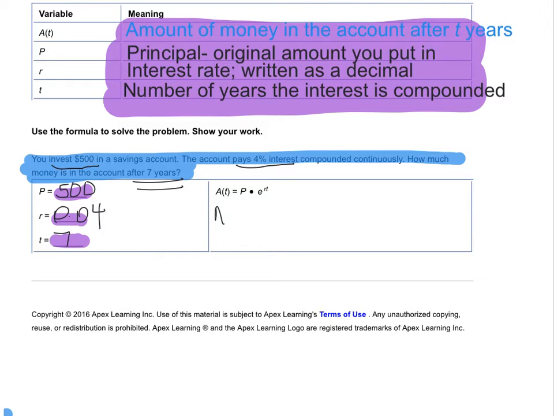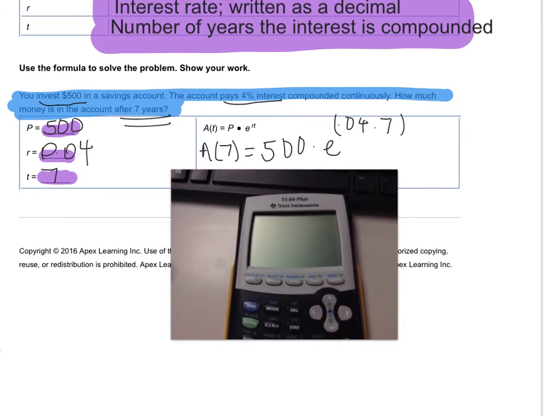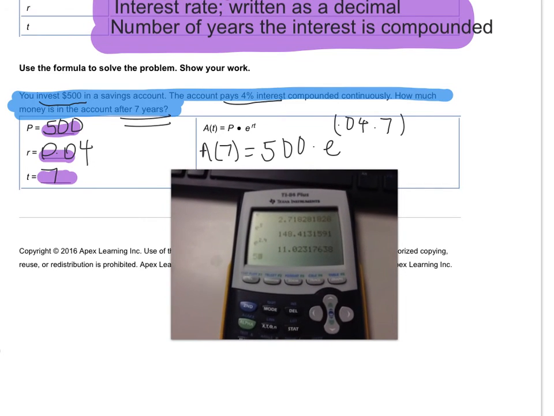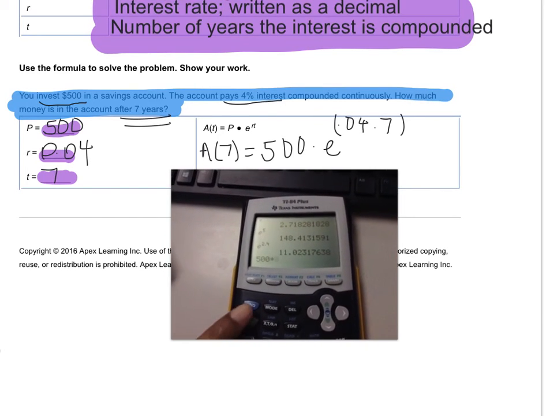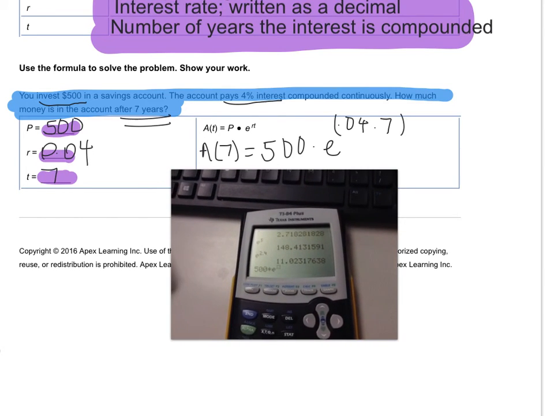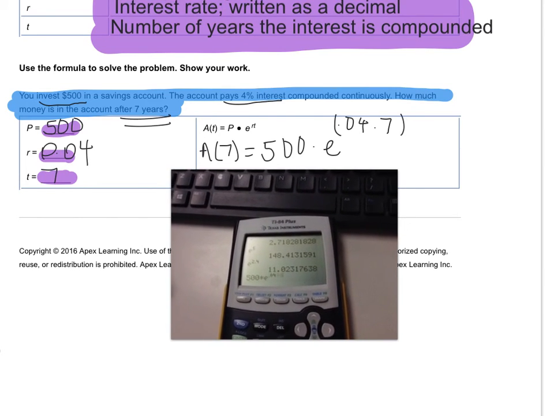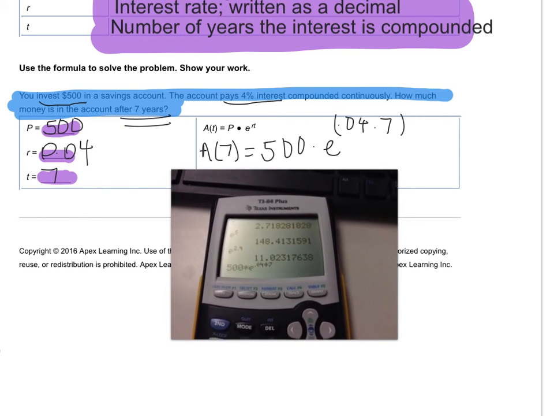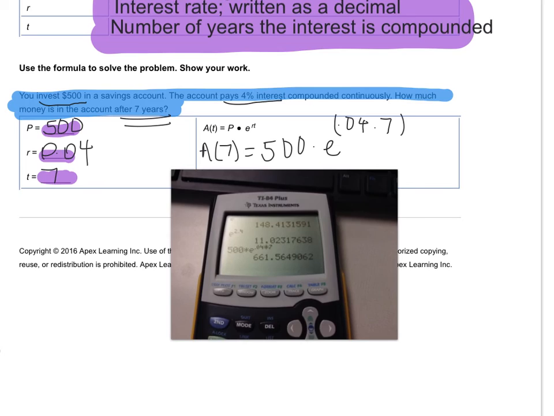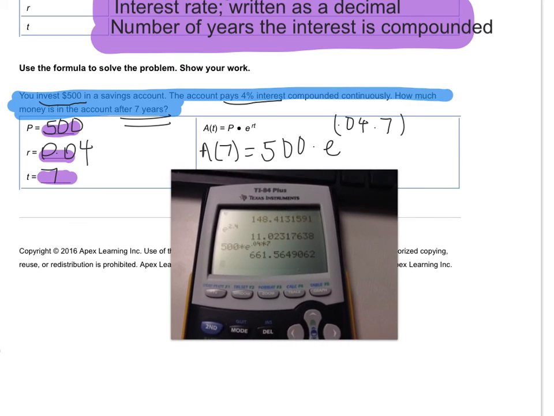So we just plug it in. The amount after 7 years is going to be equal to 500 times E raised to the 0.04 times 7 power. All right, let's put it in the calculator. Okay, so to put this inside the calculator, we want to do 500 times E raised to the 0.04 times 7 power. All right, hit enter, and we get $661.56.